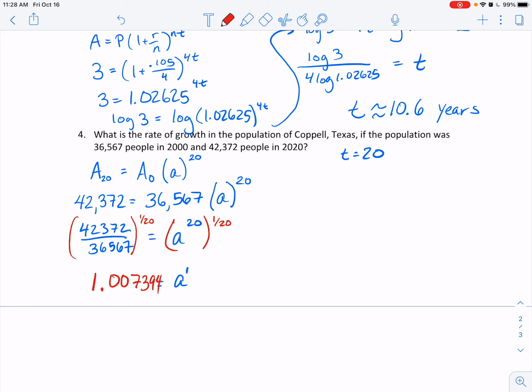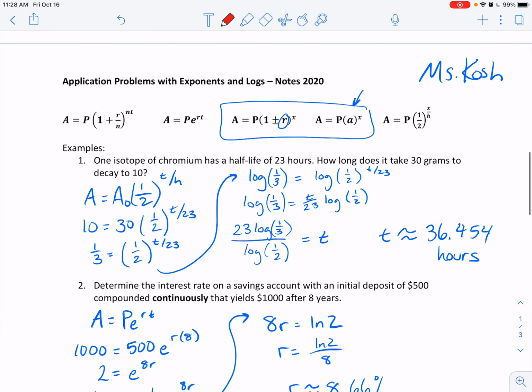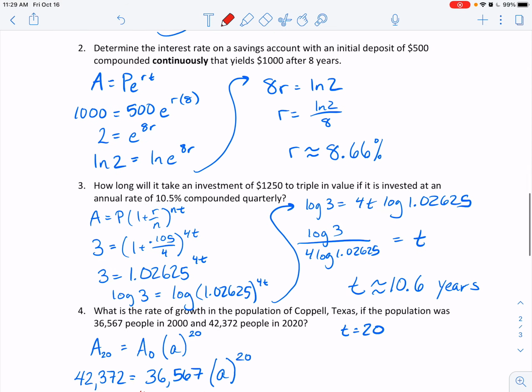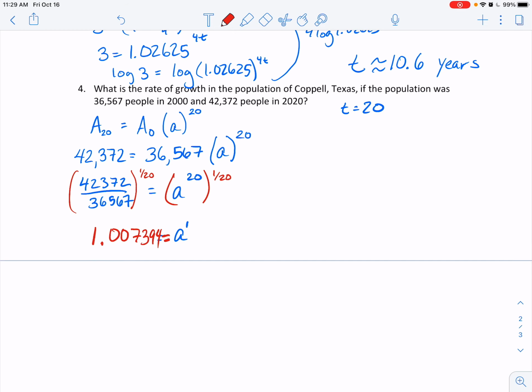1.007394. So what I found is this a value right here, and notice it's bigger than 1, so it is a growth factor. So to find that r value, I can subtract away 1. So this becomes 0.007394, and if I want to make this a percent, I can move my decimal point 2 places.